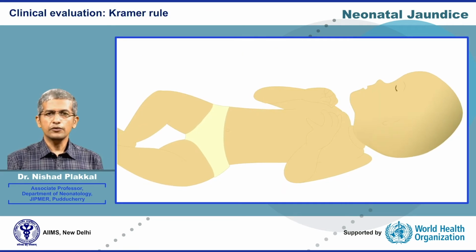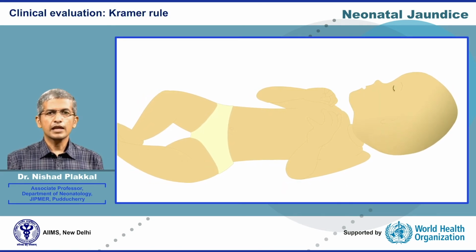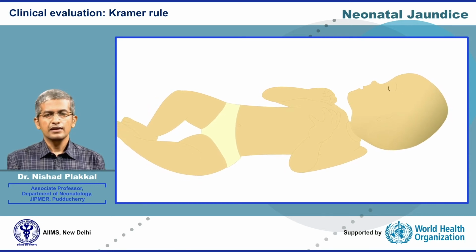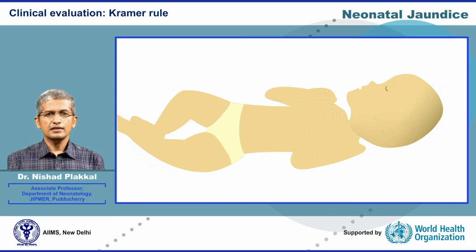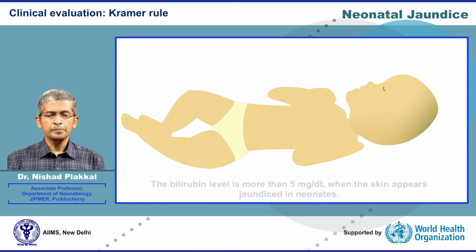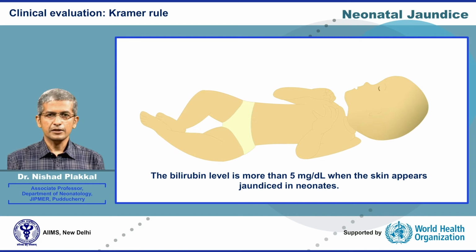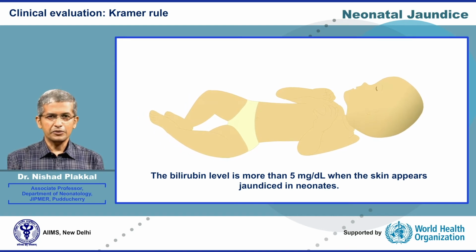How do we clinically evaluate a baby with jaundice? The Kramer rule or the Kramer index is a useful clinical tool. If the jaundice is visible in a baby, the bilirubin level is usually more than 5 milligrams per deciliter and you probably already know that.